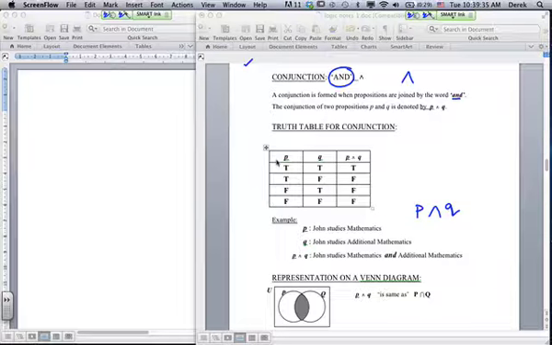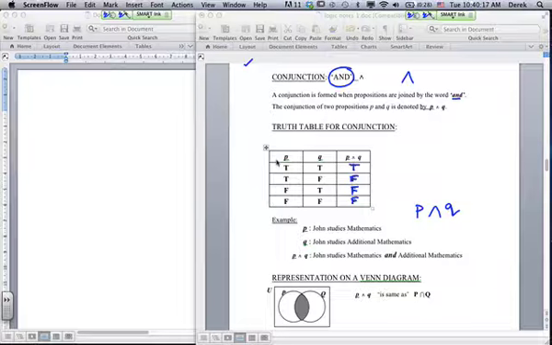Now, this can be put into what we call a truth table, and for this to work, both of them have to be true. So we've got all the different possibilities. John could study mathematics, that's true, or it could be false, and he could also study additional mathematics, true or false. But for the conjunction to be true, it has to be true for both. So you can only have one true and all the rest are false, because both of them need to be true. If we represent it on a Venn diagram, it's the intersection between two sets.